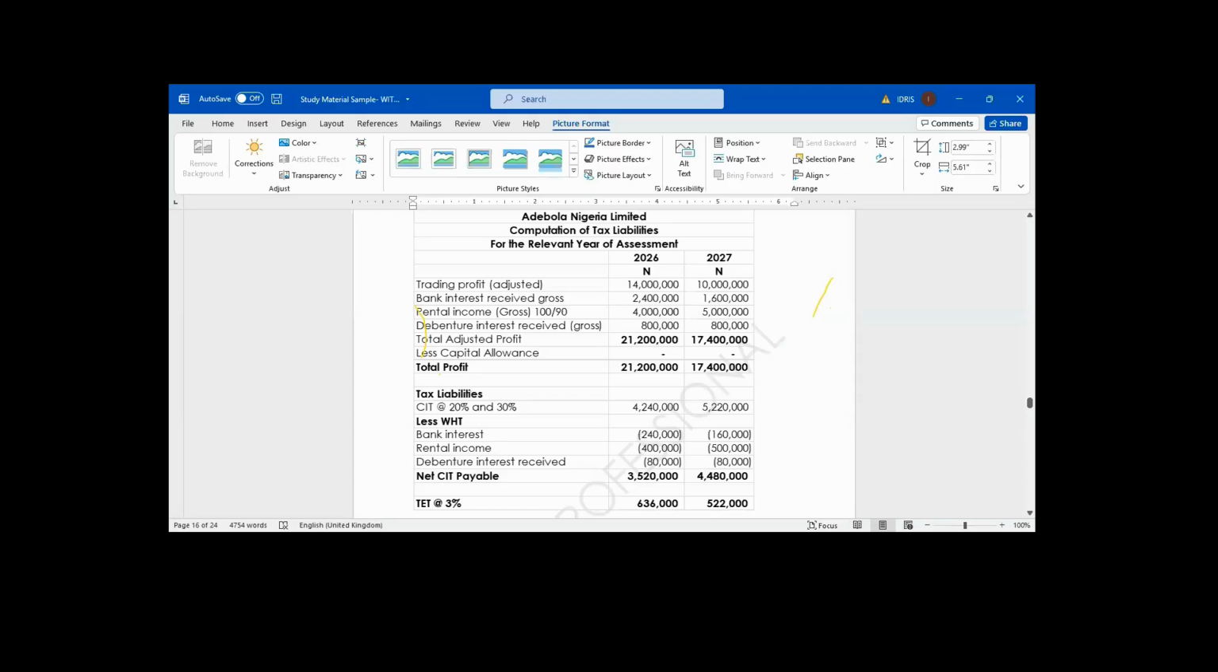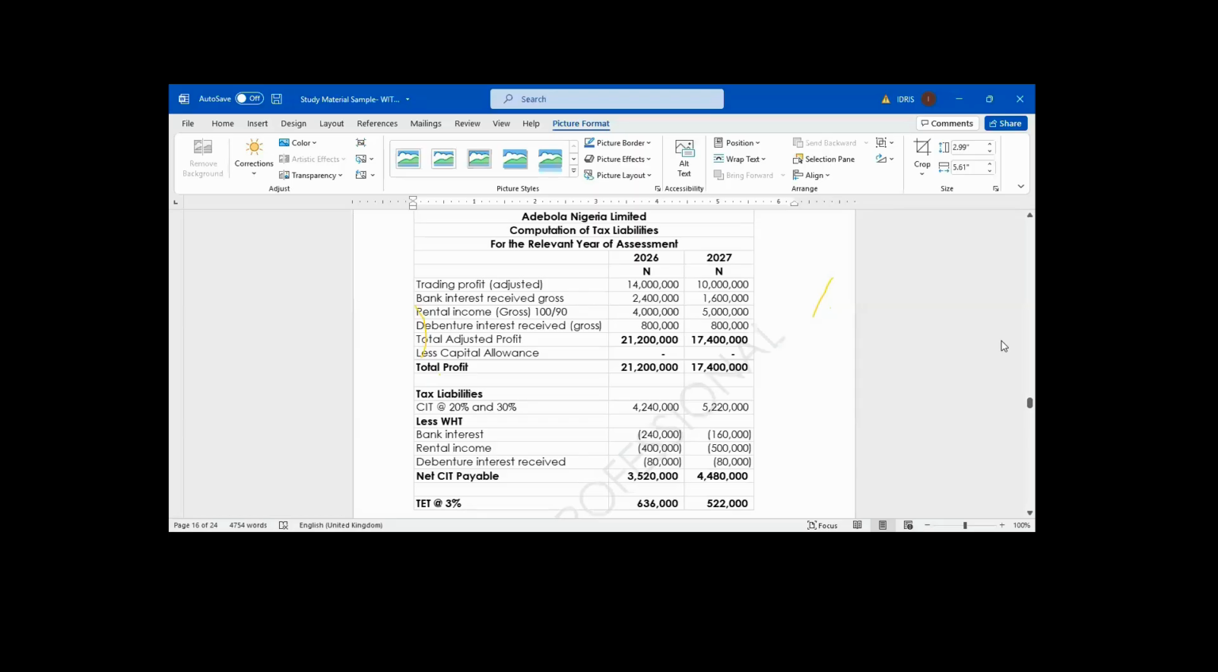So after you have gotten your turnover, after you have gotten your CIT, for the first one, your CIT is 4,240,000. You now less withholding tax from your CIT. You less withholding tax that has been deducted from some of the invoice at source. What are the income that attract withholding tax at source?